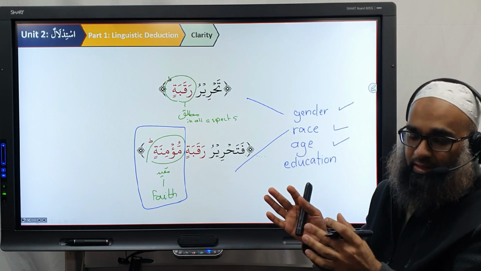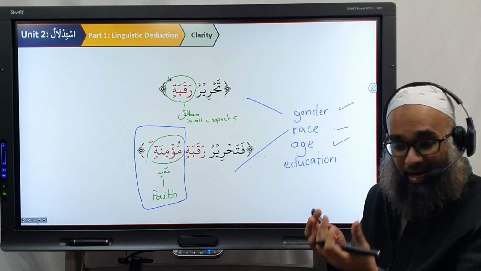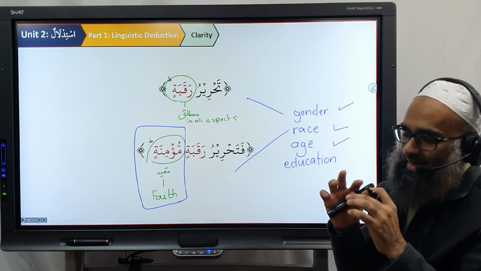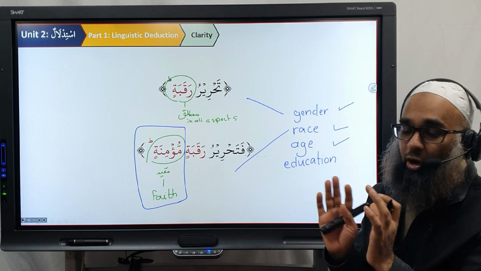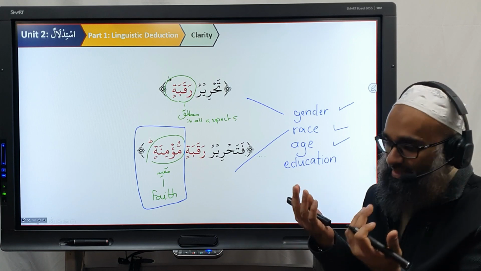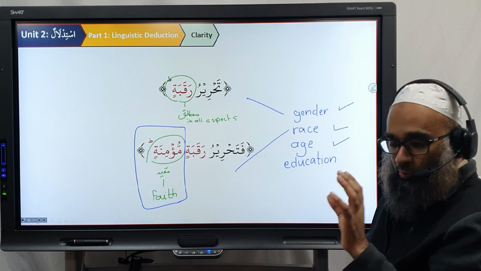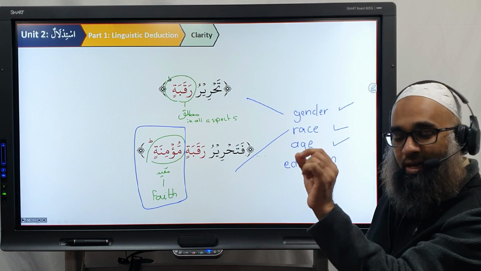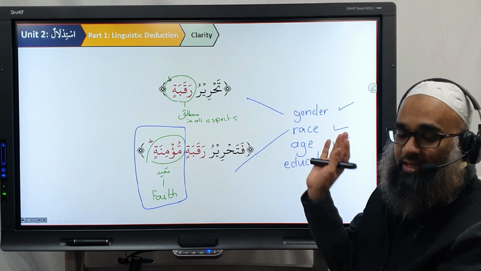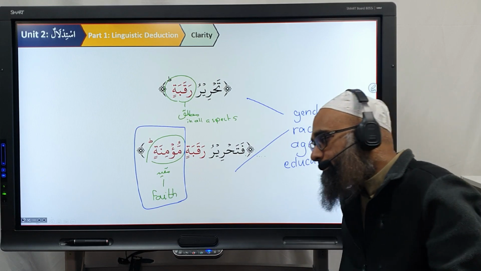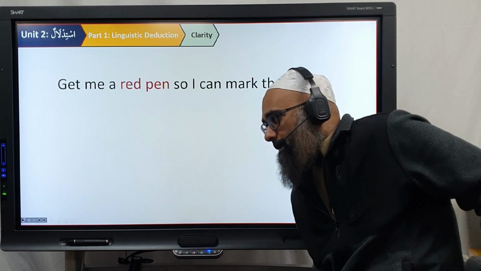So a mutlaq is any verse or any word, any khas word whose meaning is known and it has no conditions, no restrictions regarding that. And a muqayyad is any action, any word which has a condition. But when a word becomes muqayyad, it only becomes muqayyad in one aspect. It remains mutlaq in the other aspects. Is that clear? Everybody following?